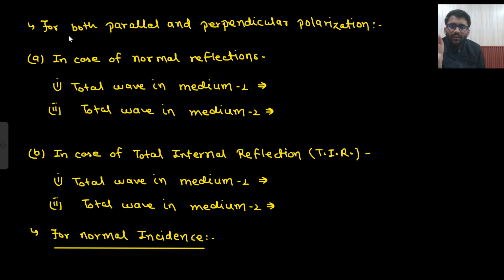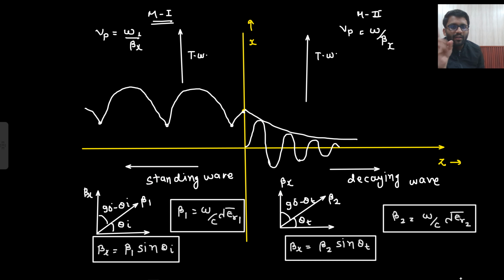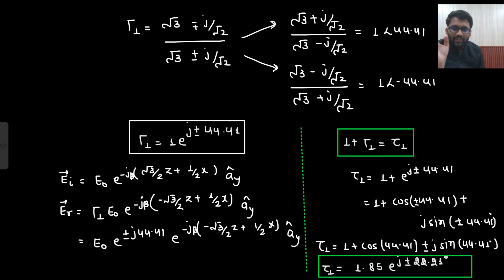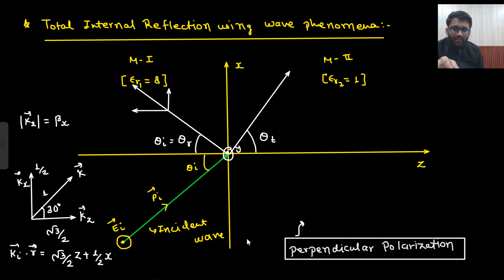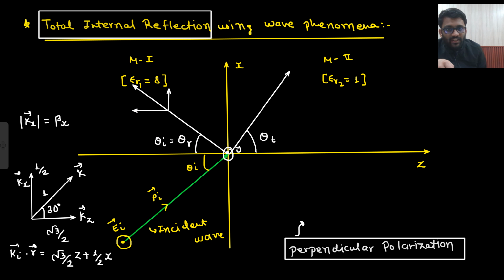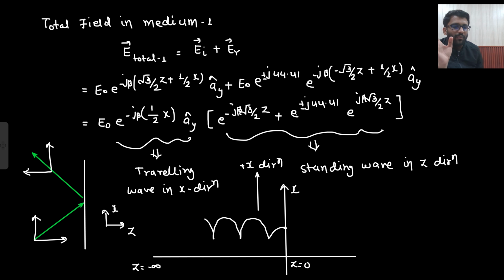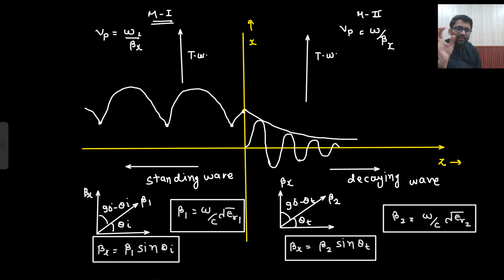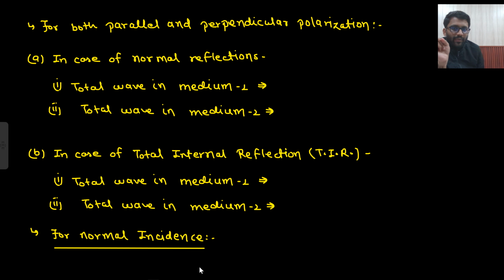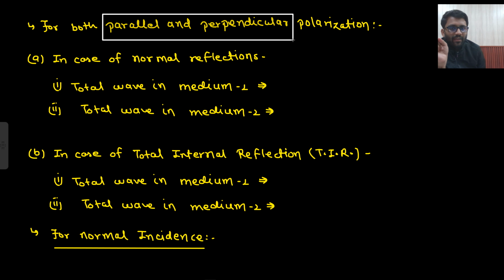Okay. So now we saw this case only for perpendicular polarization, right? And that too for which kind of condition? For total internal reflection. We saw this case for total internal reflection, but only for perpendicular polarization. But it is the same for parallel polarization as well. You can take any random example and check it for parallel polarization too. That is the same case. So for both perpendicular and parallel polarization, this concept is applicable.